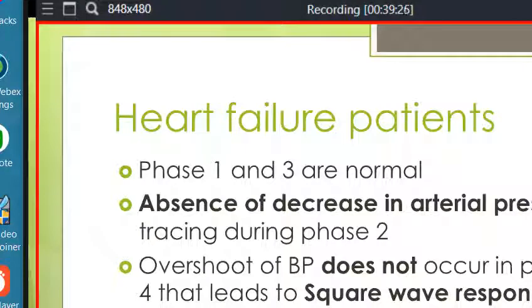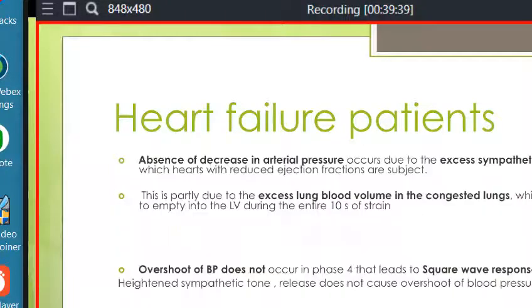This square wave response is seen in patients who have very severe LV dysfunction and an ejection fraction close to 20% plus or minus 10%, and it is also indicative of a very high left ventricular end-diastolic pressure. So why does this happen? Why does this overshoot not happen, and why does the blood pressure not fall during the strain phase?